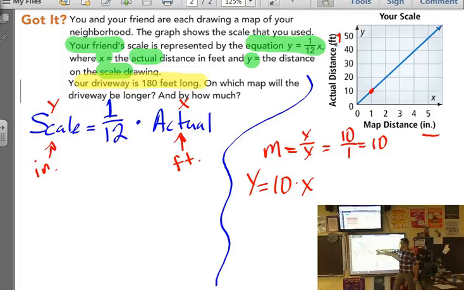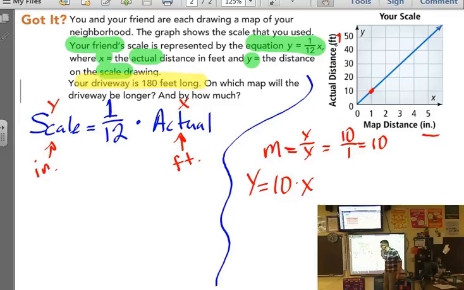The driveway is actually 180 feet long. We want to calculate how long it will be for my friend's drawing, how long it will be on my drawing. For my friend's drawing, where should the 180 plug in to that equation? For the 180, where would that plug in? Joe, what do you think? There you are, Joe. So is the 180 the scale distance or the actual distance? Yeah, because your driveway is 180 feet long.